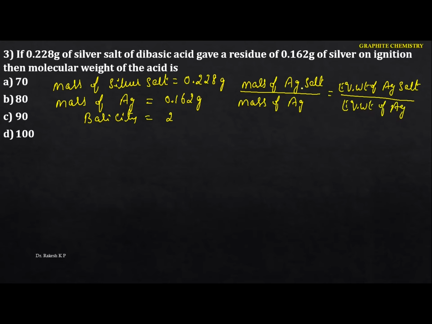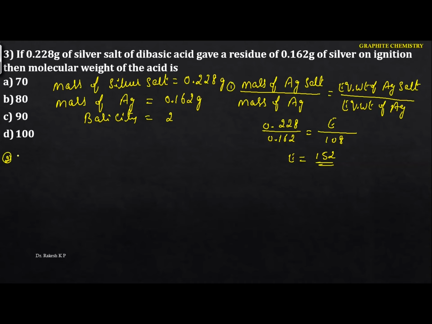Okay, so the mass of the salt they have given is 0.228, divided by the mass of the silver they have given, 0.162, which is equal to, we don't know, we have to calculate this one. Let me write it as E, divided by the equivalent weight of silver, which is 108. If you do the cross multiplication, the equivalent weight of the salt we are going to get is 152. Okay, this is the equivalent weight of the silver salt. Let me calculate the equivalent mass of the acid.